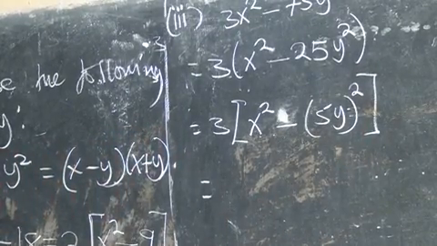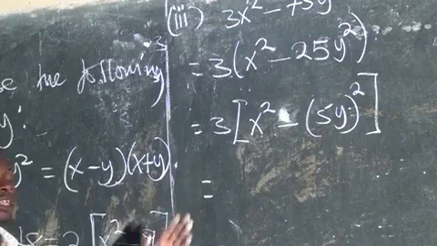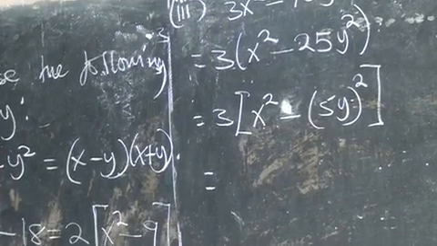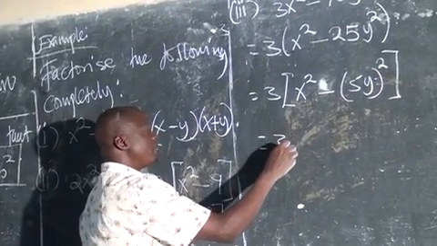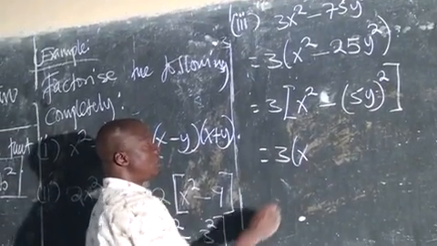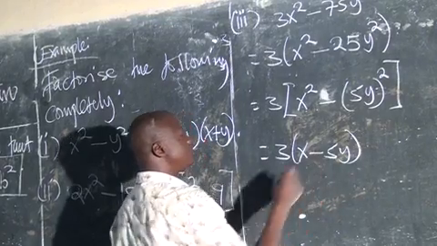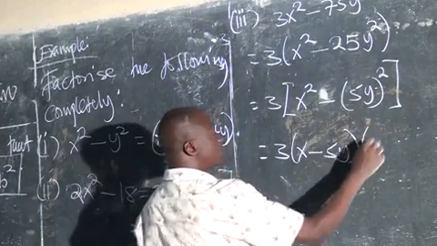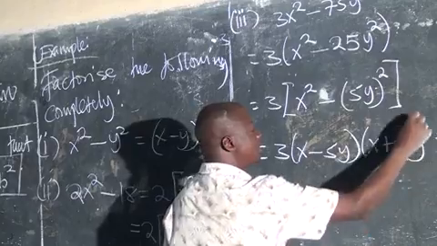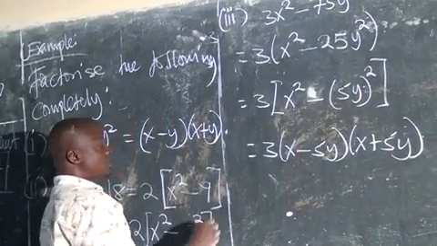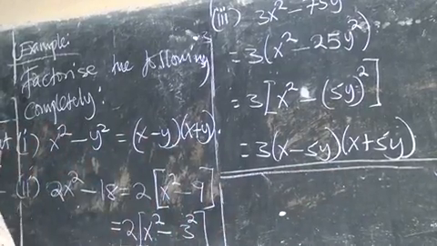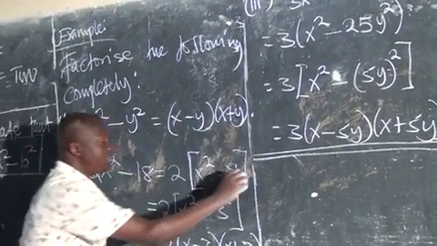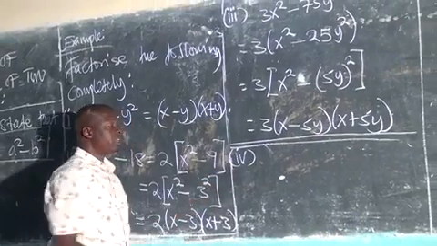All in all, we are targeting the application of the difference of two squares. So the answer is 3 into (x minus 5y), then (x plus 5y). So this is our final answer. Let us look at Roman number 3.